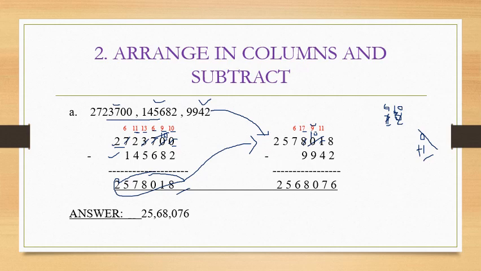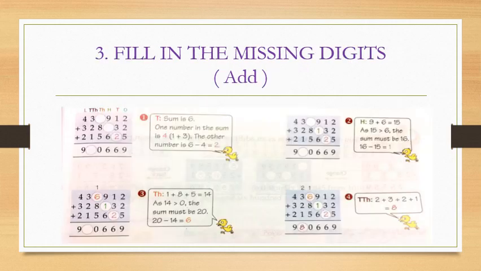Now again 1 here. It is not possible to subtract 9 from 7. Then 5, 2. Now subtract: 8 minus 2, 6. 11 minus 4, 7. 9 minus 9, 0. 17 minus 9, 8. 6, nothing is here, so 6. And here 5, 5, 2, 2. So the final answer is 35,68,076.